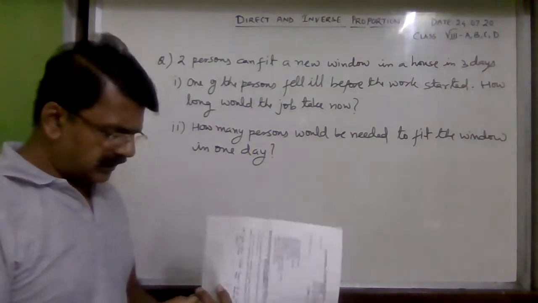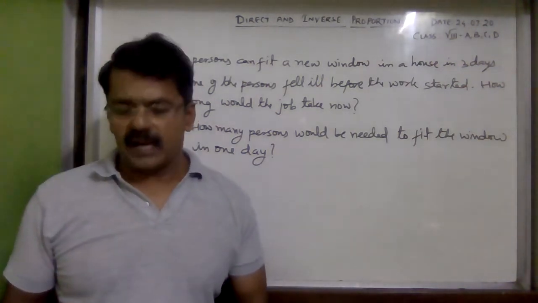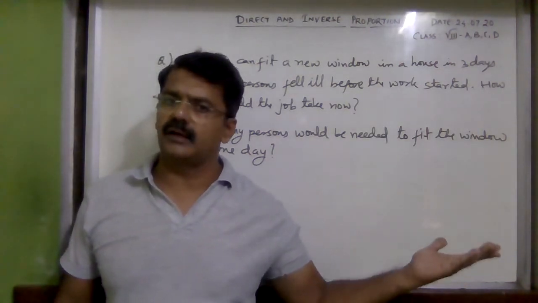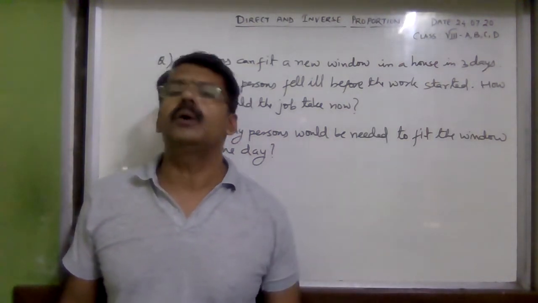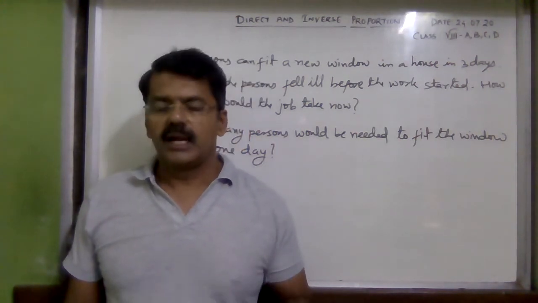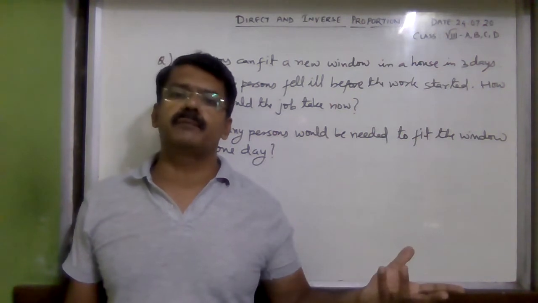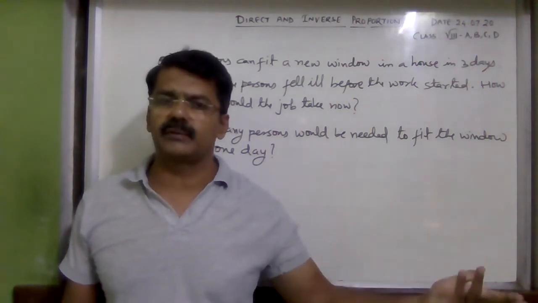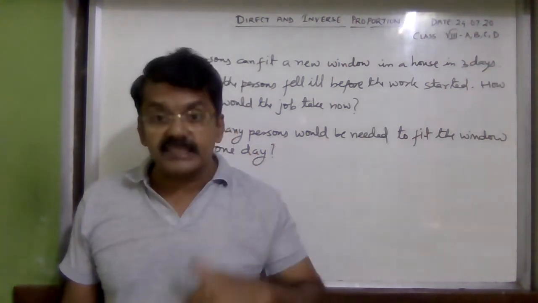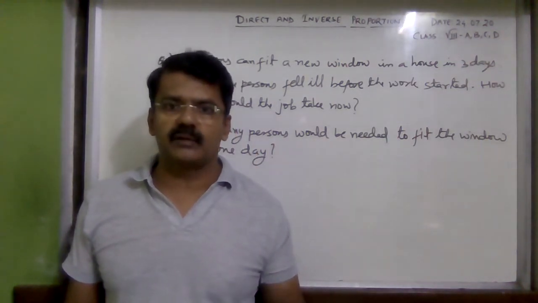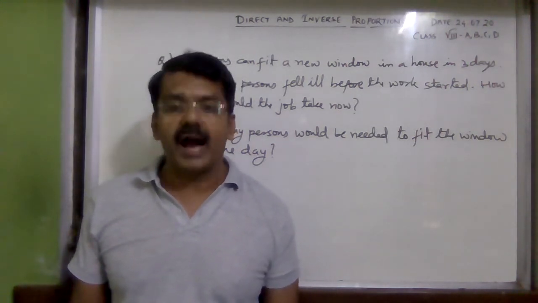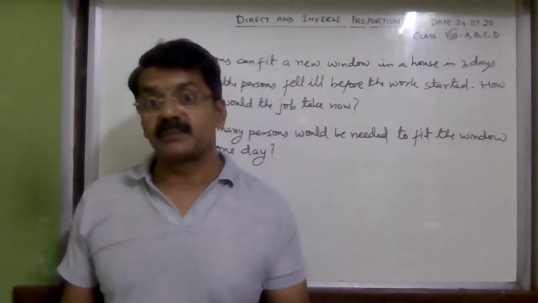So now here the two quantities are the number of persons working to fit the window and the number of days taken to complete the work. Now you know, if more number of persons are working to fit the window, it will be done in less number of days, and if less number of people are doing the work, it will take more number of days. Means the two quantities here are in inverse proportion.